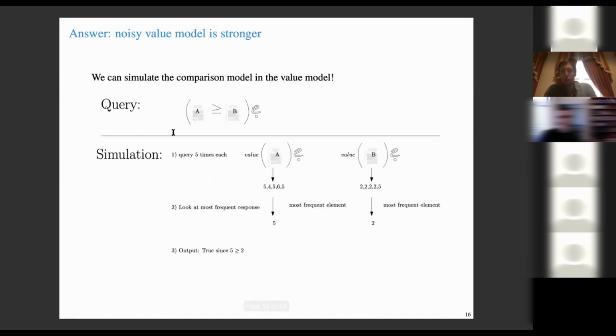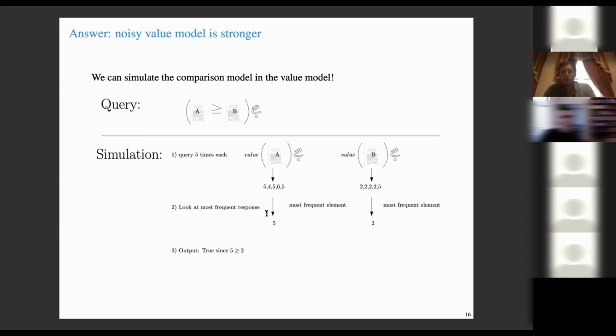So let's say you have a query up here. Can you see my mouse, by the way? Okay. Let's say the query is A better than B. So this is a query in the comparison model. And here's how you can make this a query in the value model. So what you do is you take paper A and you ask for 5 reviews. Then you take paper B and ask for 5 reviews. And you can do all of this in parallel.